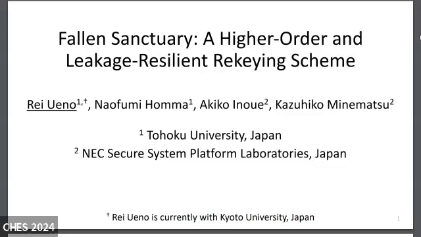Thank you for the introduction. I'm Ray from Tohoku University, Japan. Today I'm talking about a higher order rekeying scheme with provable security under leakage. This is a collaboration with Naofumi, Akiko, and Kazuhiko from Tohoku University and NEC.